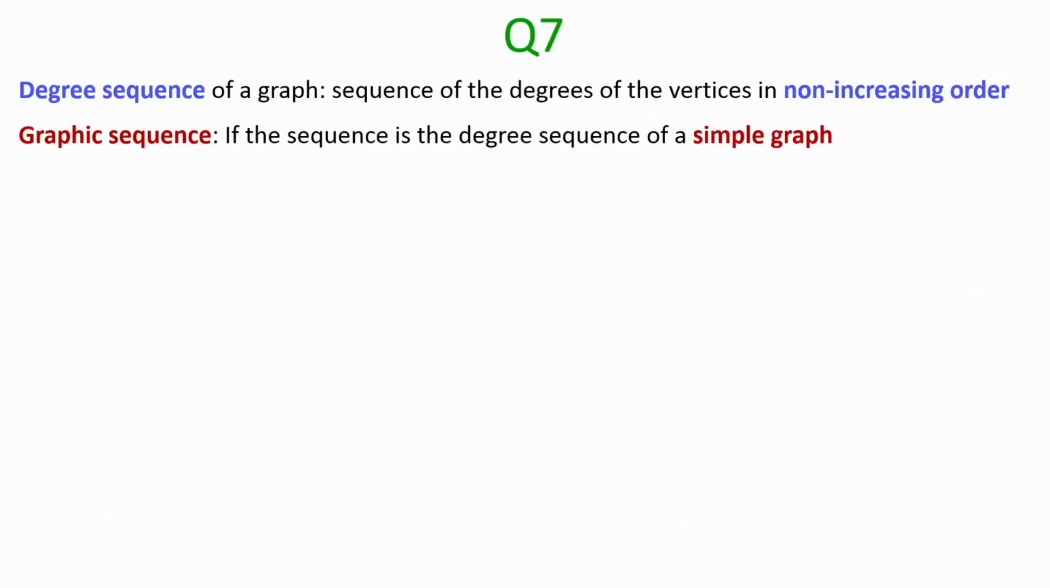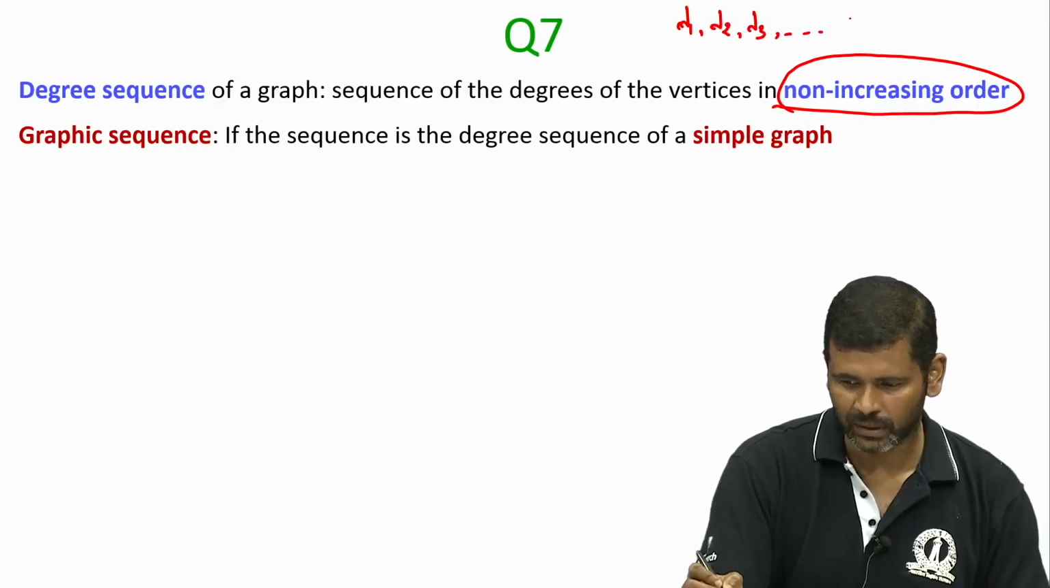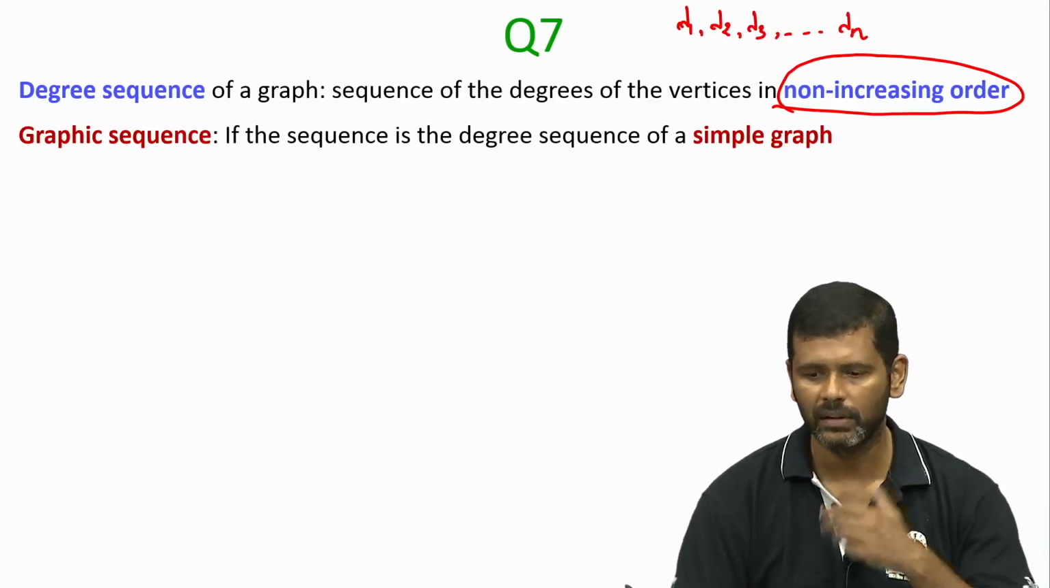So, here we first define what we call the degree sequence of a graph. The degree sequence of a graph is basically the sequence of degrees of the vertices in non-increasing order. So, you list down the degree of the highest degree vertex first, followed by the next highest degree, followed by the next highest degree, and so on. If you have n vertices, you are listing down the degrees of the n vertices in non-increasing order.